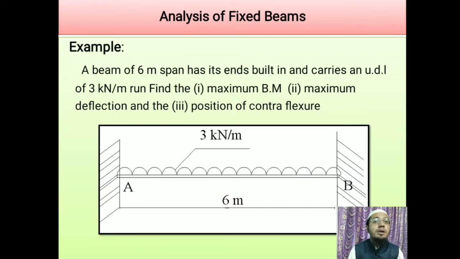So this will be the loading diagram based on the condition. You can see supports A and B are both fixed, and the supports are 6 meter apart, and over the overall span there will be UDL of 3 kilonewton per meter. Now we have to find maximum moment. So first of all, let's summarize the data.